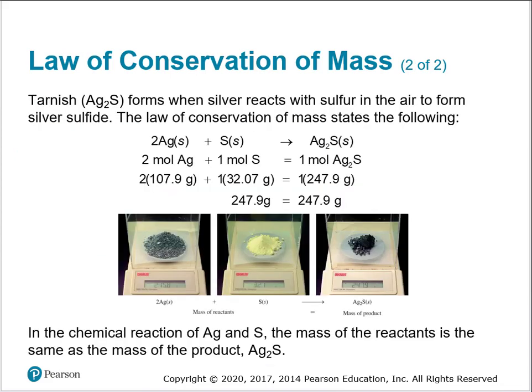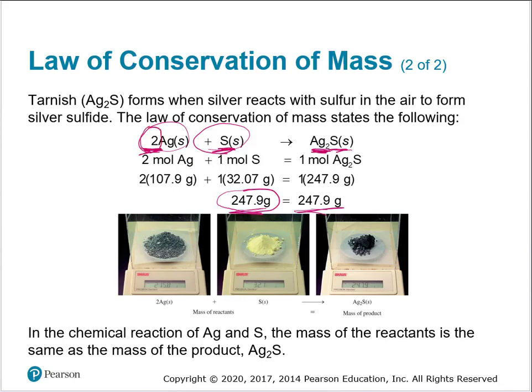Tarnish forms when silver reacts with sulfur to form silver sulfide. This is our tarnish. The law of conservation of mass states, in this example, my reactants have a total mass of 247.9 grams, and notice that my products have 247.9 grams. In this balanced chemical reaction, notice that I have 2 in front of Ag, because on the right I have 2 Ags. I have 1 sulfur, and on the right I have 1 sulfur. So I have a balanced equation.